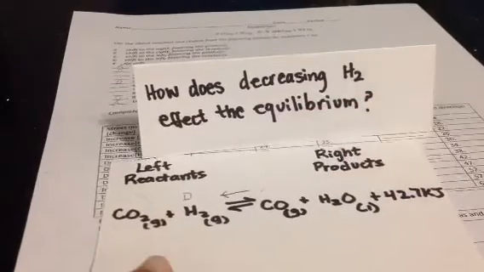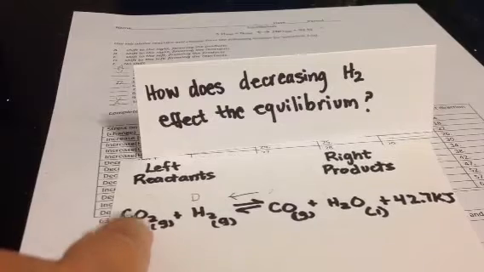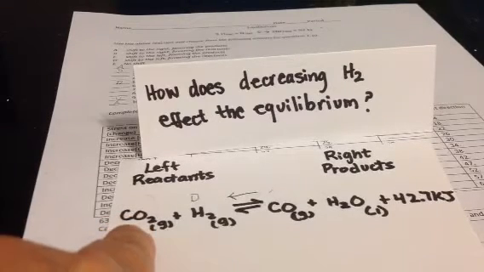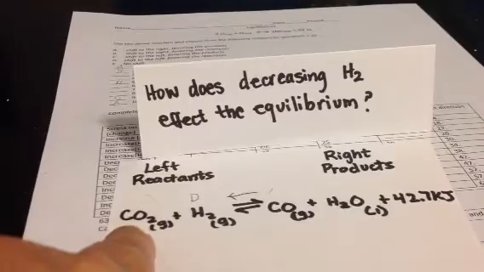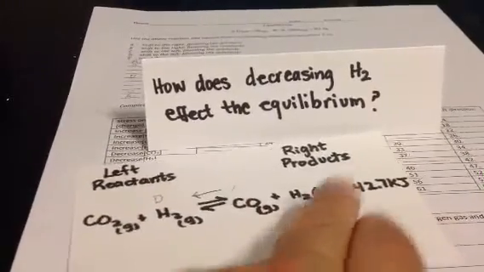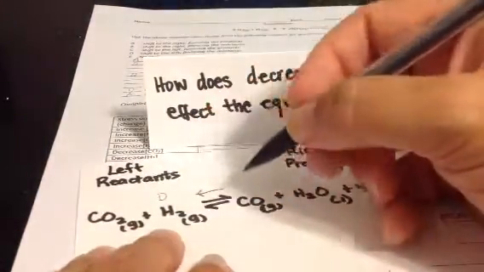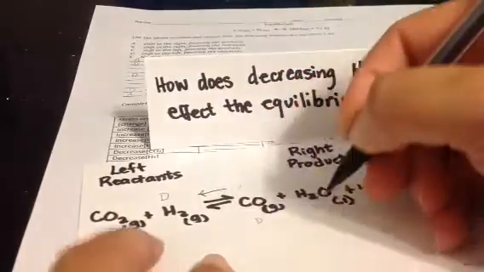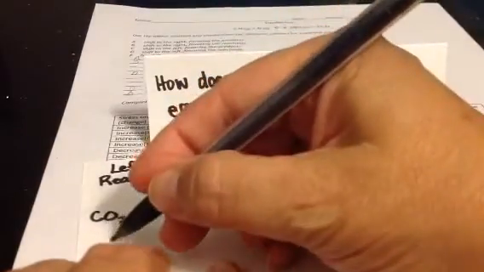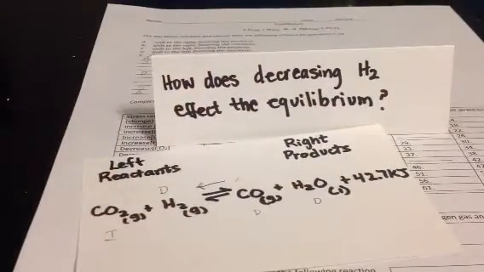So if you decrease the hydrogen, then the reaction is going to create more CO2, and it is going to have less CO and less H2O. So toward a decrease. This means this is going to decrease, this is going to decrease, this is going to increase. And that's how changing hydrogen, decreasing that is, affects your equilibrium expression.